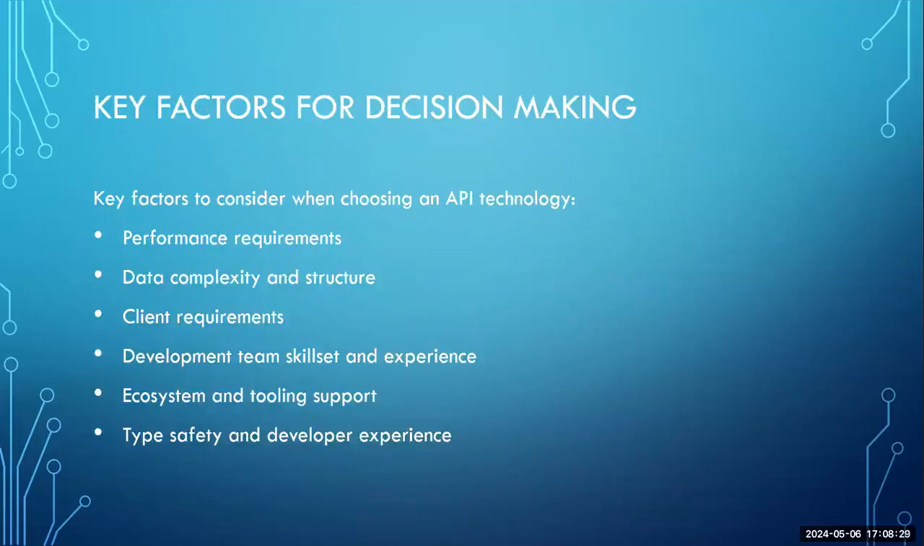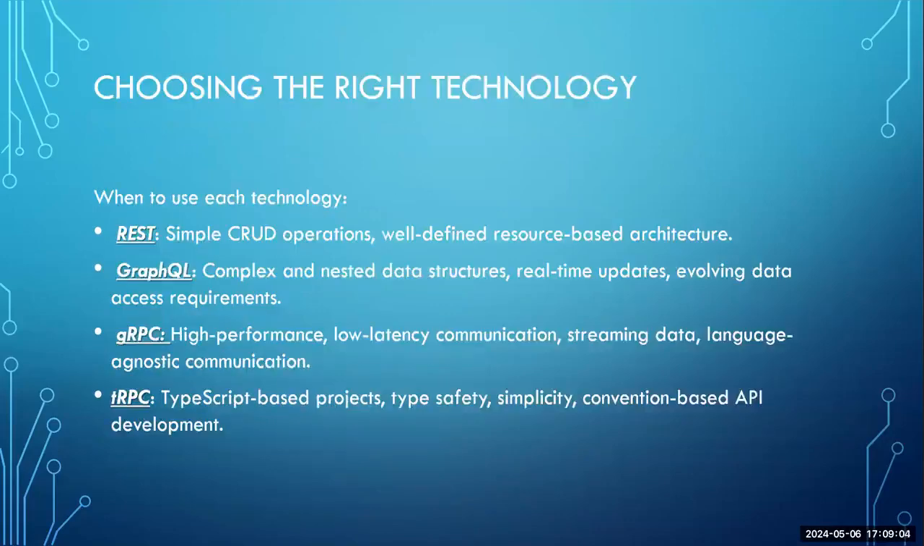Now, before delving into the specifics of each technology, it's important to consider several key factors that should guide our decision-making process. These factors include performance requirements, data complexity and structure, client requirements, development team skill set and experience, ecosystem and end-to-end support, and type safety and developer experience. Evaluating these factors will help us determine which API technology best suits our project needs. So now, let's discuss when to use each API technology.